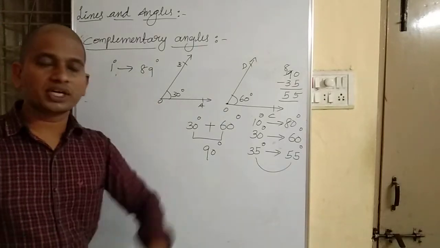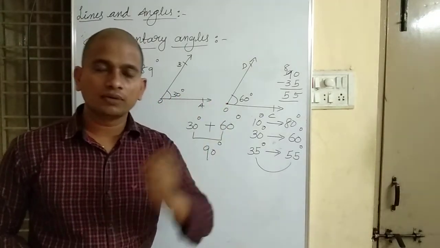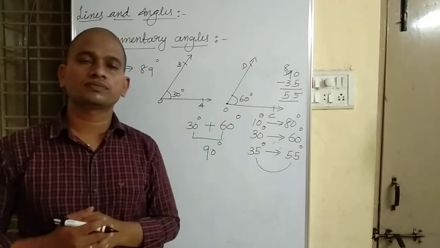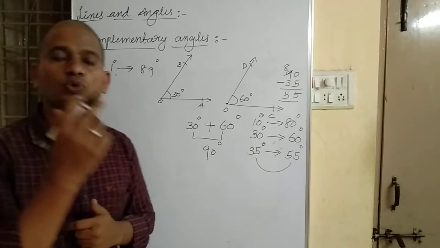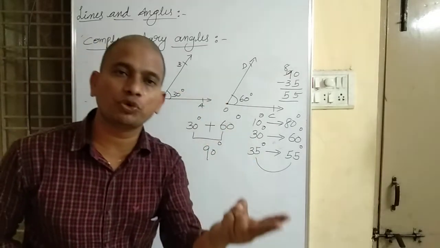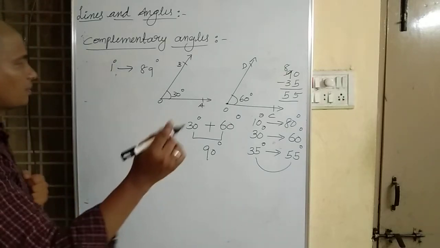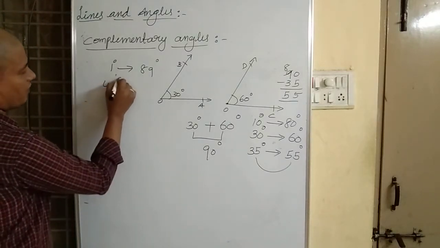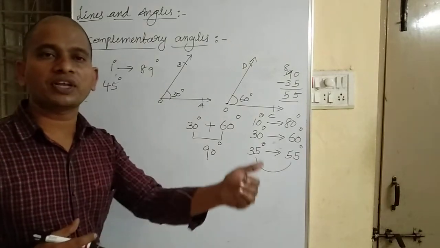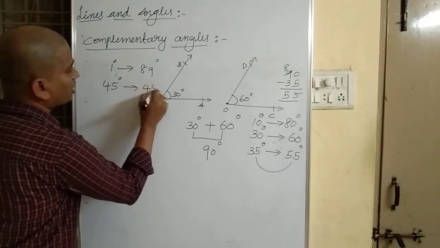And one more important point: two angles are equal and also they are complementary to each other. What are the two angles? Can you find what the two angles are? Suppose, listen here, 45 degrees. Can you say what is the complementary angle of 45? 90 minus 45, obviously, which is also 45 degrees only.